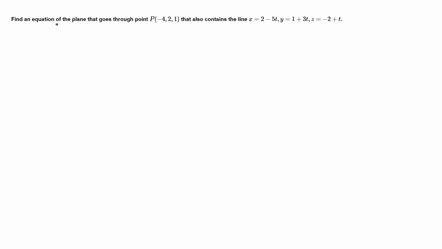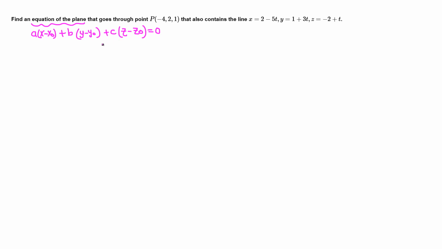Find an equation of the plane that goes through the point (-4, 2, 1) that also contains the line given here. We know that an equation of the plane is given in the standard form as follows: a(x - x naught) + b(y - y naught) + c(z - z naught) = 0.